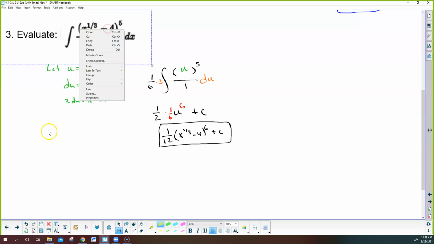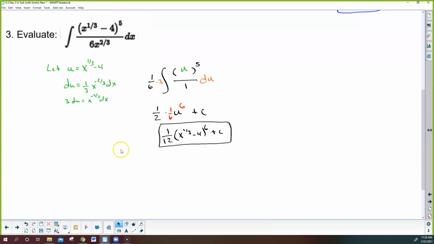Well, I've got an integral here that is a little more complicated. But I do notice that it has an inside portion, right? X to the 1/3 minus 4. If I let x to the 1/3 minus 4 equal u, the 4 is going to go away, and then the derivative of x to the 1/3, well, the 1/3 comes down, and I'm left with a negative 2/3 dx. And that negative just means that portion will be in the denominator.